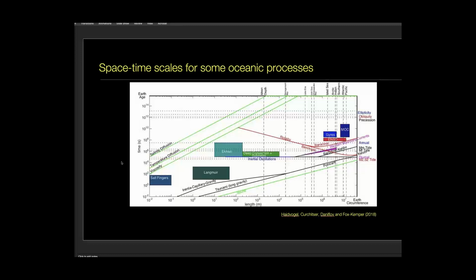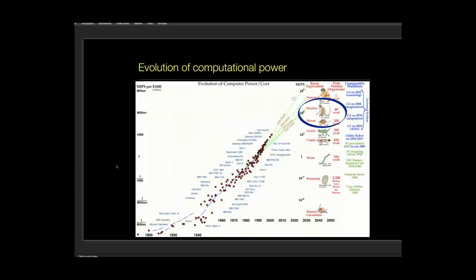And one of the questions that we always get is, are you going to get there before computers become powerful enough that you can run global models and not have to deal with the open boundary condition problem, which we'll talk about in a little bit.